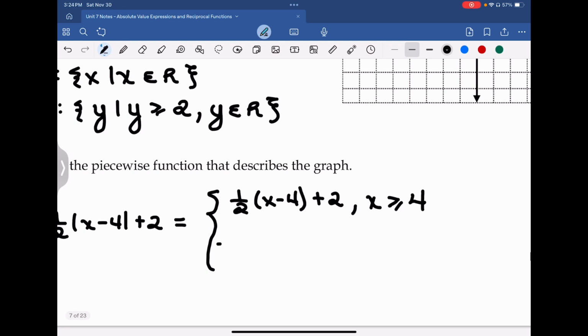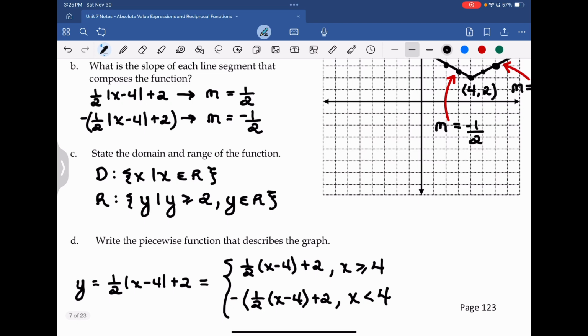The other line segment is where it's going to be negative, and we throw a negative in front of this as negative 1/2 of x minus 4 and then plus 2, where x is less than 4. Perfect, because all of the negative sloping things happened to the left-hand side here.